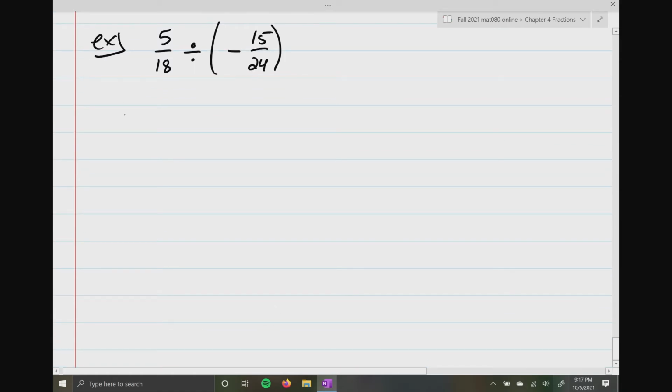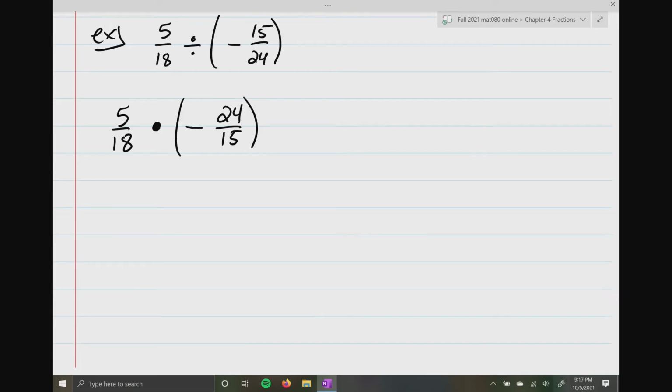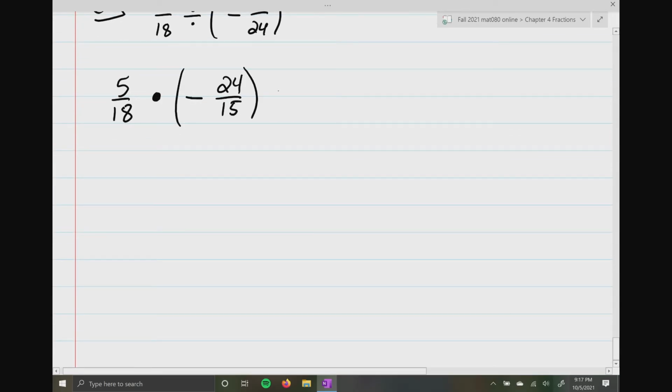So part A, first fraction stays the same, you rewrite it. Part B, division changes the multiplication. Part C, write the reciprocal of the second fraction. So it's going to be a negative 24 over 15. Notice the negative has nothing to do with the reciprocal. All you're doing is flipping it. Now from here, we're going to go ahead and simplify.